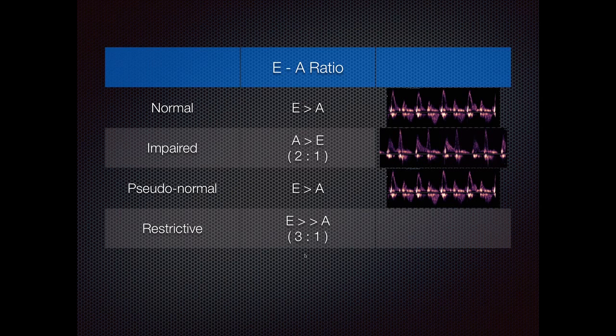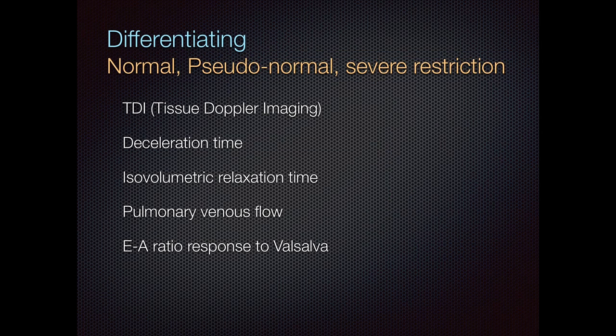So if the A is greater than the E, then we know that we've got a patient with impaired LV relaxation. But pretty much everything else shows that E is greater than A. So it's kind of hard based on the pattern alone to differentiate whether the patient is normal or whether or not they're pseudo-normal or in a restrictive pattern. So to differentiate normal from pseudo-normal and severe restriction, there are a number of parameters and measurements that we can make. Today we're really only just going to focus in on the tissue Doppler imaging.